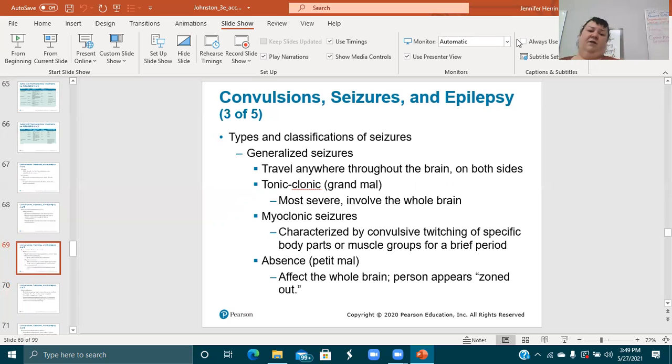We also have the generalized seizure that travels anywhere throughout the brain on both sides. There are tonic-clonic seizures, commonly known as the grand mal seizure. These are the most severe types of seizure, and they involve the whole brain. Myoclonic seizures are characterized by convulsive twitching of specific body parts or muscle groups for a brief period. Absence or petit mal seizures affect the whole brain. The person appears to zone out.